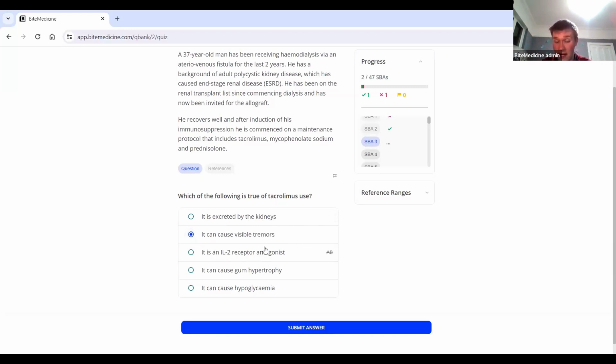Tacrolimus is a calcineurin inhibitor. For gum hypertrophy, for those who are nodding, this is a cyclosporin side effect. So cyclosporin can also be used in the immunosuppressant regime. So this is one of those ones where you go, aha, I see what you're doing. And finally, it can cause hypoglycemia. Well, no, actually, it drives glucose intolerance. So essentially, it causes hyperglycemia. So we're going to go for visible tremors, and let's take a look.